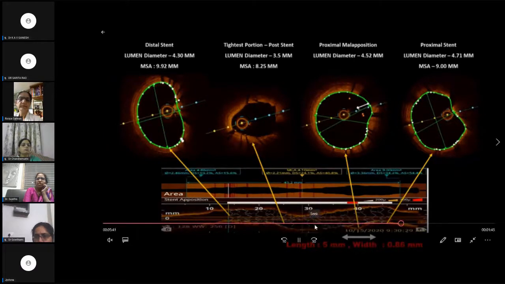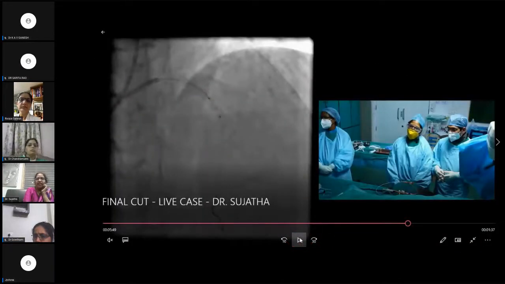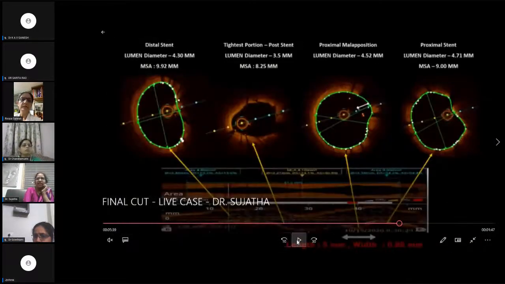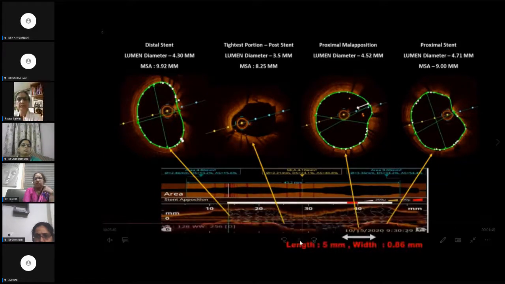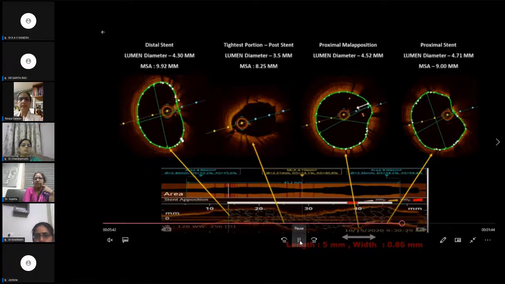Is that malapposition corresponding to the ectatic area? Yeah, it is, Jyotsna. You can see that we ended the stent above this. So this is the portion, and this is that ectatic segment where we are seeing the malapposition. As you noted, we decided to stop above this ectatic segment.